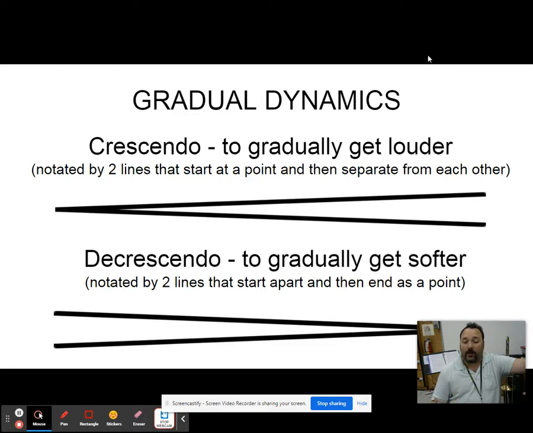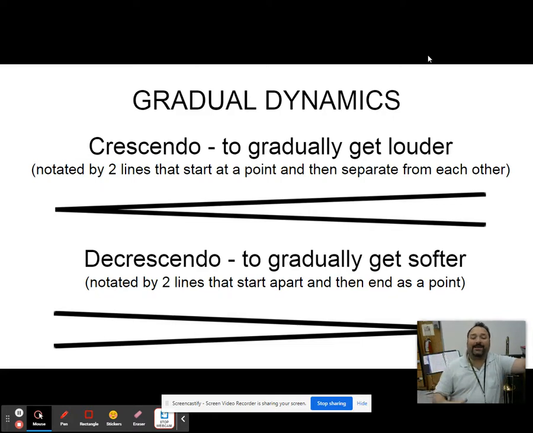So a crescendo is to gradually get louder. All right. It's notated with two lines that start off as a point and then slowly separate from each other. And they end up looking bigger at the end than at the beginning. Bigger in terms of volume is louder. So it's showing you to get louder, to make your sound bigger gradually. It could be from mezzo piano up to forte. It could be forte to fortissimo. Whatever it is, you're starting at one volume and you're getting louder.